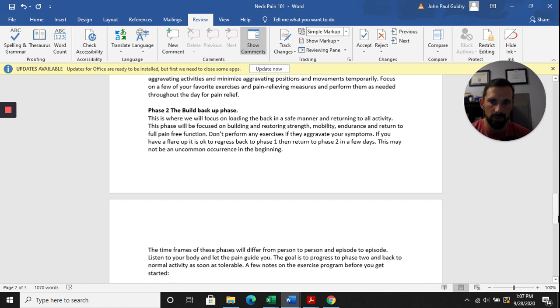Phase 2, so this is what we call the building back up phase. This is when we've got the symptoms under control, and we're going to work on loading the body and loading the neck in a safe manner and returning back to your normal activities. So it will be focused on building and restoring strength, mobility, endurance, and return back to full pain-free function.